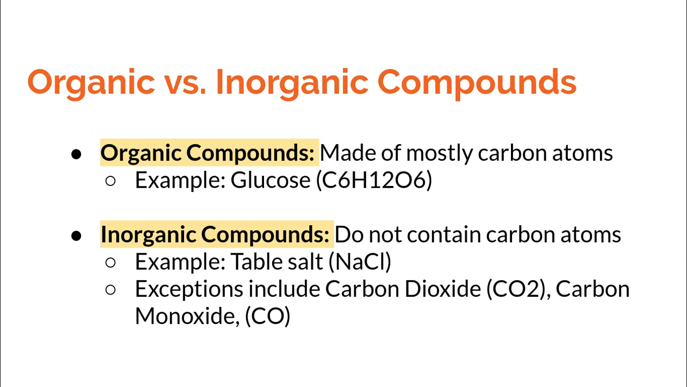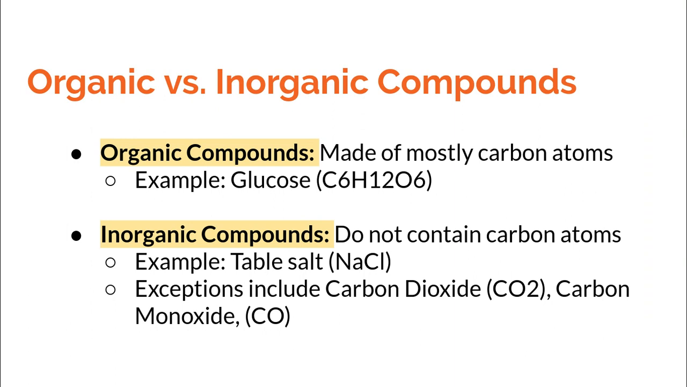So here we're dividing all the compounds on Earth into two categories: organic compounds and inorganic compounds. So organic compounds on the whole are made mostly of carbon atoms. What we call that is a carbon backbone. So the majority of the atoms in that molecule are made of carbon. And one example is glucose, which we've talked about in the past. That is a product of photosynthesis and also a sugar that we use in our own bodies.